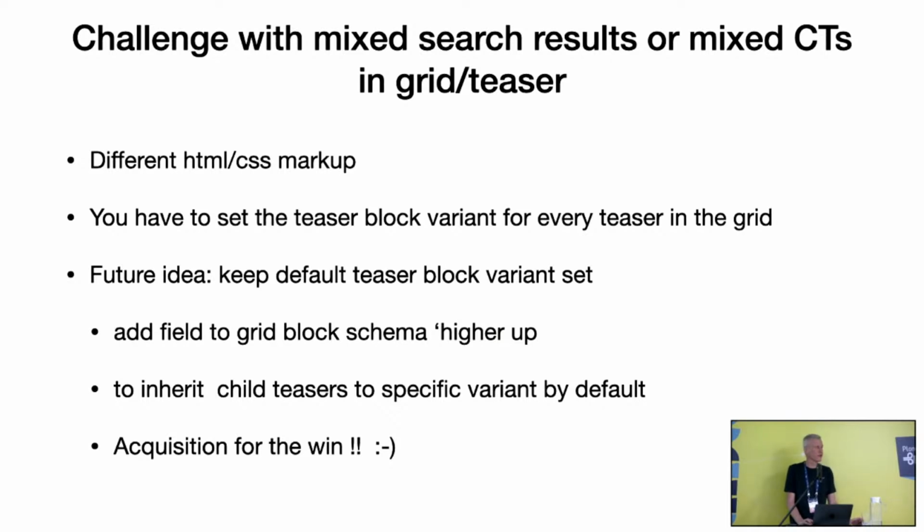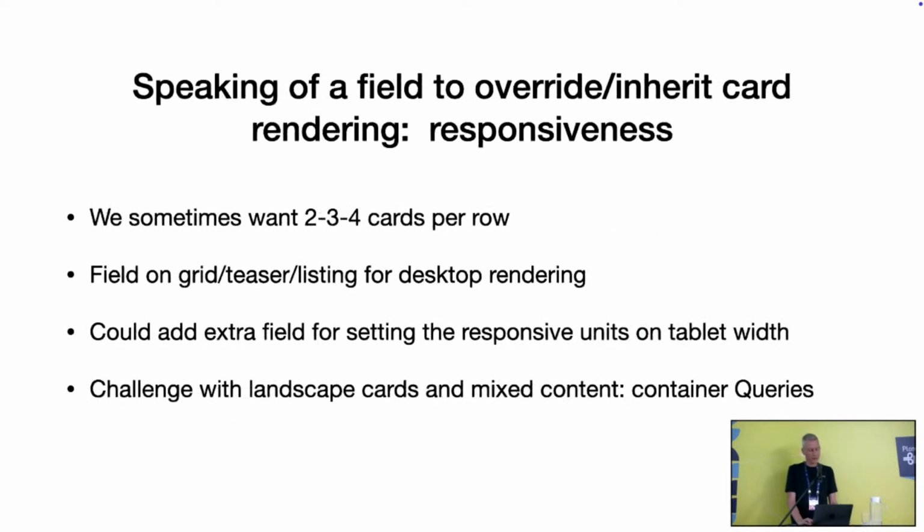And then the challenge, of course, comes with the exceptions, because people start to mix different content items in grid teasers or in listing tiles. And then you have to set the teaser block for a variant. So this is really also a challenge here. What I said, maybe we should inherit the child teaser variants from a label above.